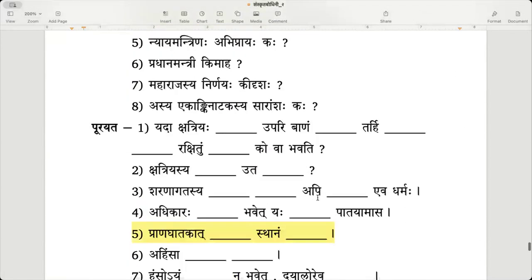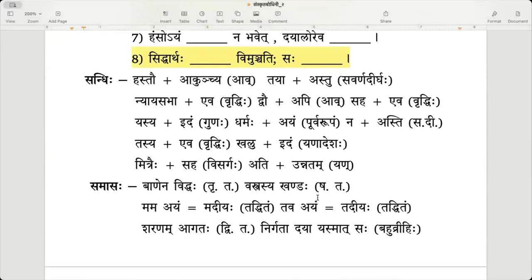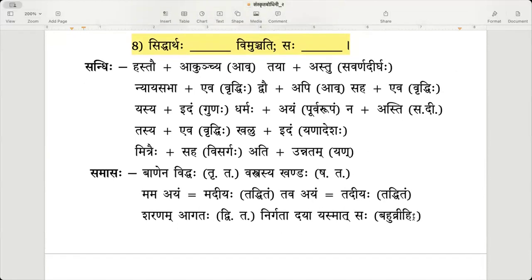Okay, so there are questions here. Let's go with Sandhi. Hastau akunchya, hastav akunchya, ava desha sandhi. Taya astu, savarna dirgha, taya astu. There is no need to put the agra chinnam. Just plain. Please don't. I've tried to avoid that everywhere.